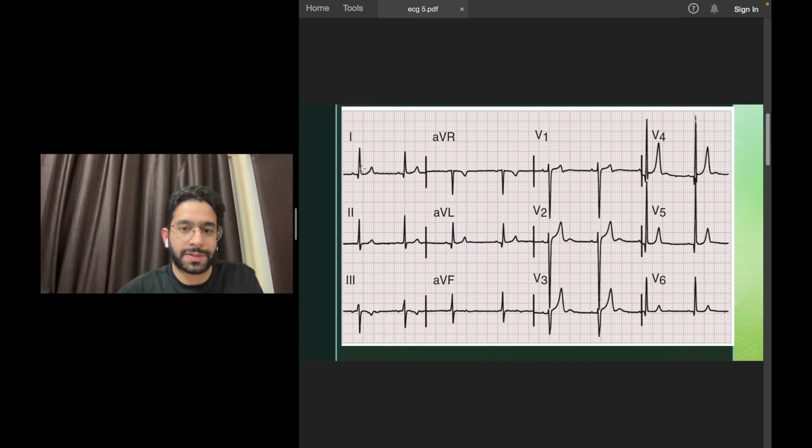Obviously, you know this is a sinus rhythm, okay? But I'm not going to go into those details of this ECG, but specifically, look at lead V1 and look at lead V6. You see deep S waves in lead V1 and tall R waves in lead V6. So this ECG has evidence of left ventricular hypertrophy.